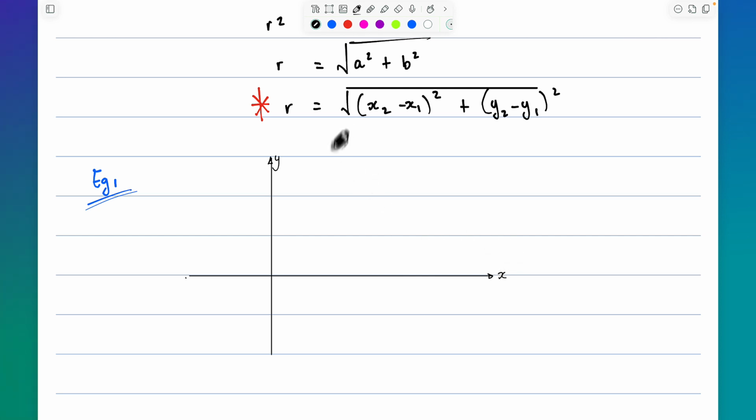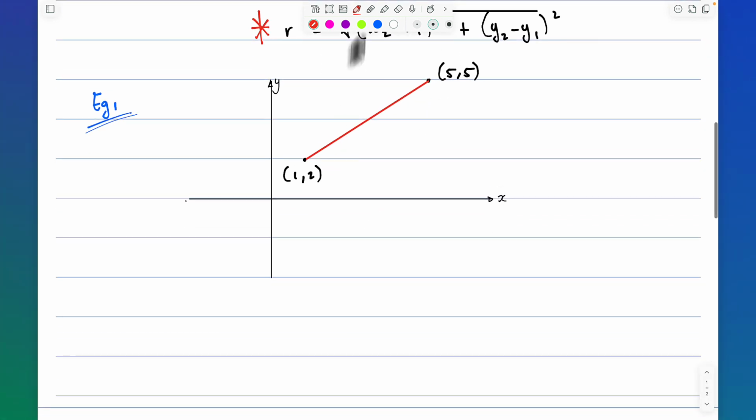Right? We have 2 points. Our starting point is going to be 1 and 2, which is somewhere here. Our finishing point, maybe let's just draw it somewhere here, is 5 and 5. So we're trying to draw the distance between these 2 points. Okay, now how do we do that?